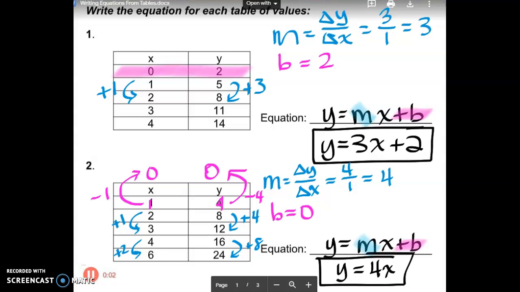The first table is going to be a non-proportional relationship, right? Because the y-intercept is not at the origin, and it follows the form y equals mx plus b. And the second table is proportional because it does go through the origin, 0, 0, and the equation is y equals 4x, which is the y equals kx form.